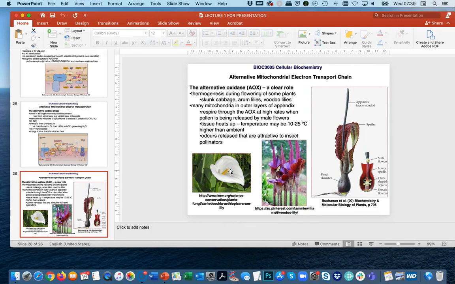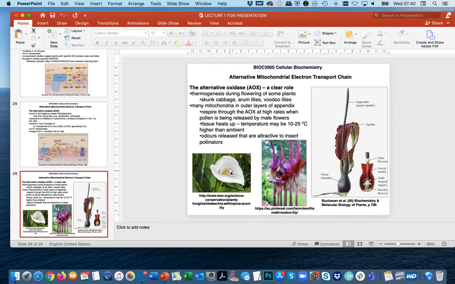Those mitochondria respire through the alternative oxidase at very high rates when the pollen is being released by the male flowers of these species. This mitochondrial activity through the alternative oxidase heats up the tissue. So the tissues can be 10 to 25 degrees higher than the surrounding air temperature. That heating up of the tissues leads to the release of odors from the flowers that then attract the insects that are the pollinators of the flowers.